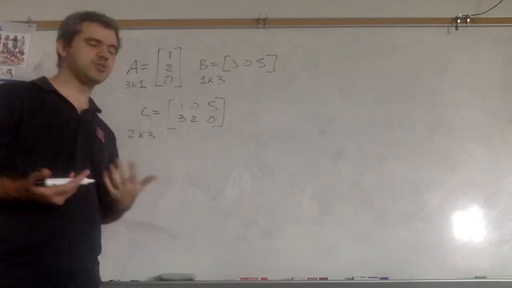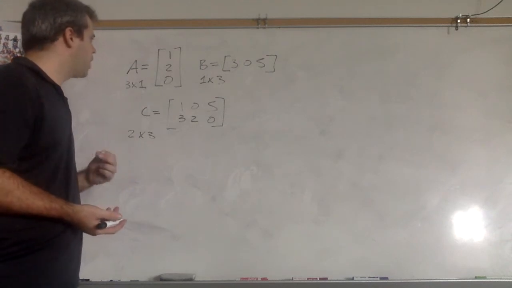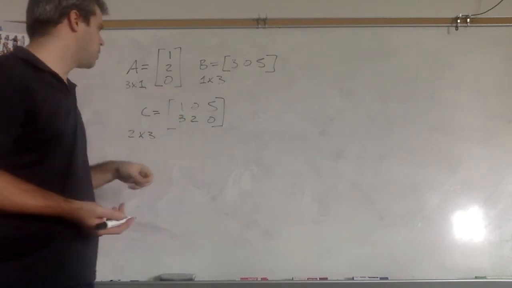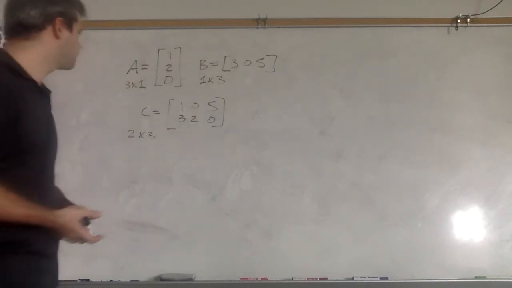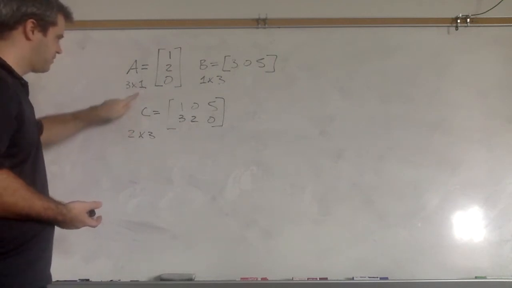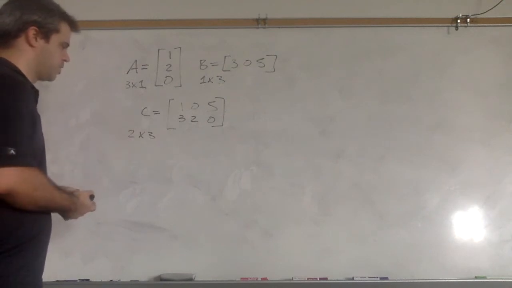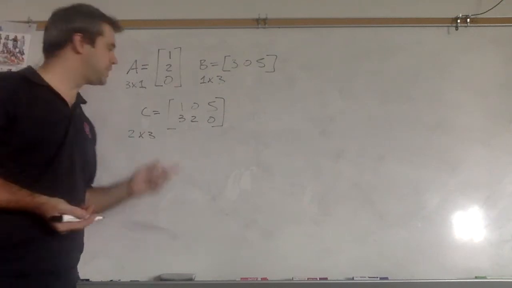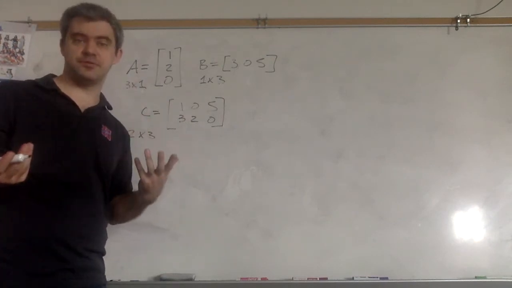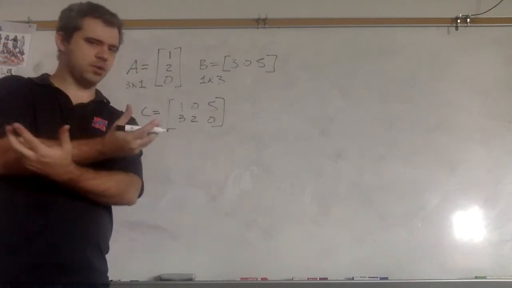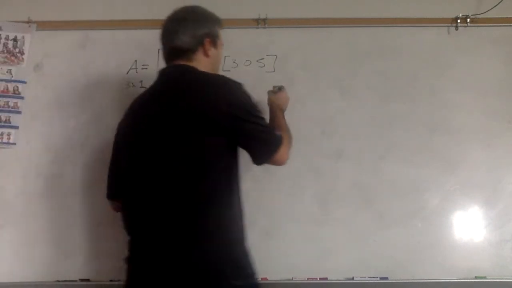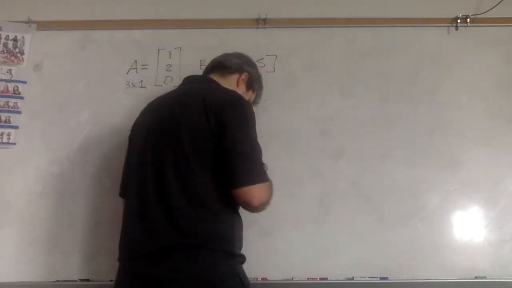Now, in order for us to be able to multiply them, the columns of the first one need to be equal to the rows of the second one. So we should be able to do A times B. But we can't do A times C because the columns of the first is not the same as the rows of the second. But we can do C times A. Matrix multiplication is not commutative, meaning you can't just change the order of how you multiply and everything comes out the same.